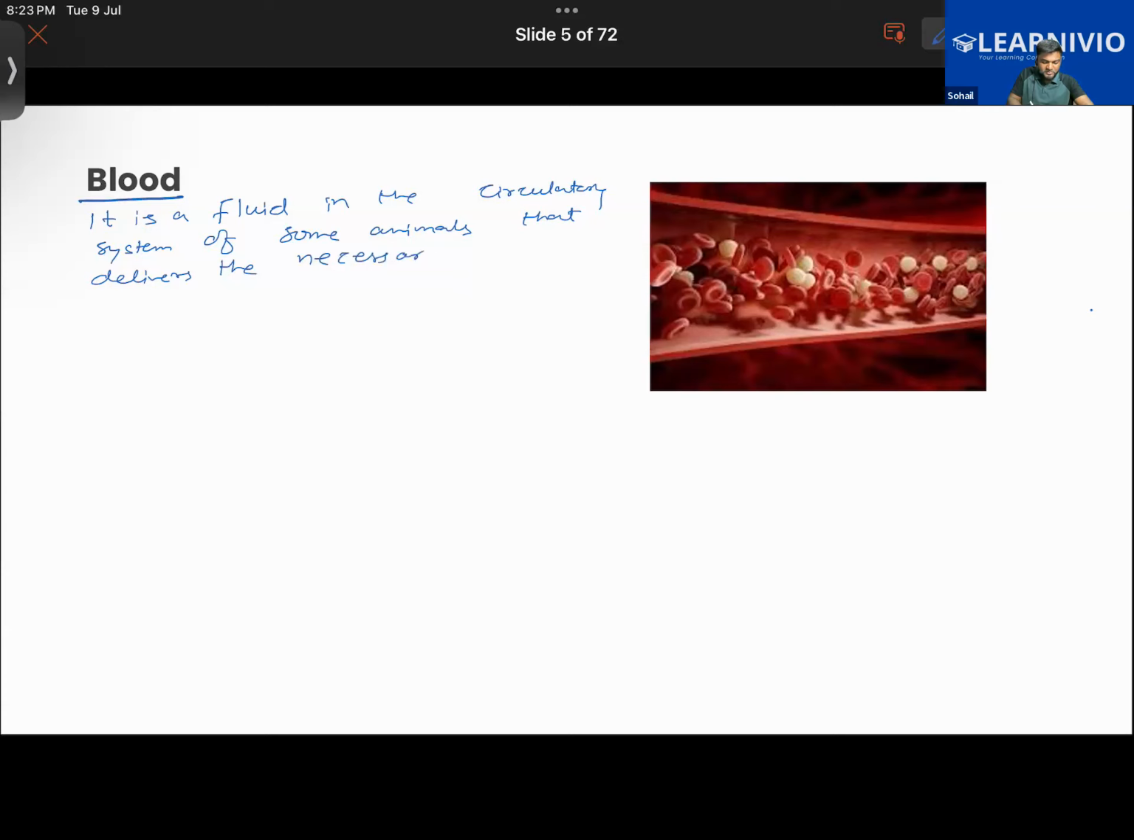All of you have to write down the definition. Give the topic blood and then write down the definition. That delivers the necessary substances such as oxygen, food, and takes away waste materials.